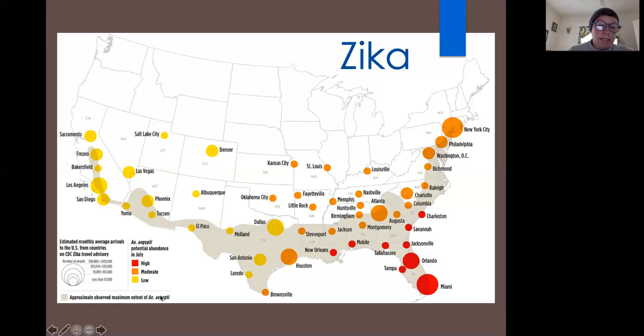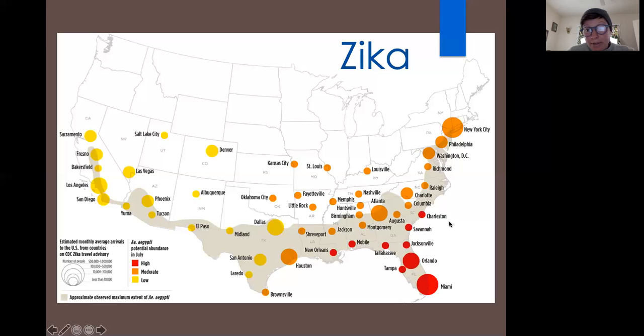So that's the Aedes aegypti mosquito. The dark red is a high number of these mosquitoes, orange is moderate, and yellow is low. So we can compare: Los Angeles, for example, has a pretty large number of people flying into that airport from places that have a Zika advisory. However, they don't have a lot of these type of mosquitoes in July.